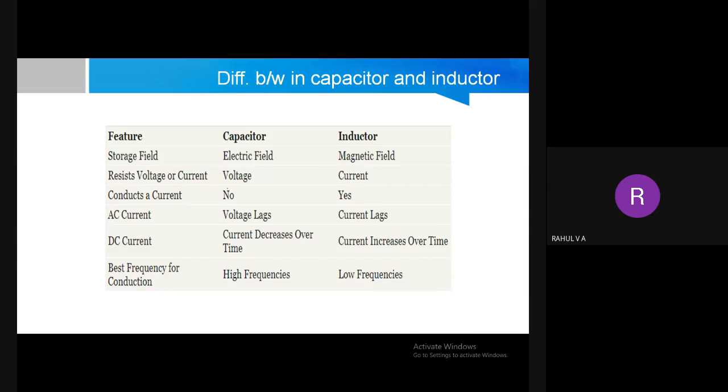So what have we learned about the inductor? An inductor is actually an AC resistance. It offers resistance to change in current, and it also stores energy in the form of magnetic energy, in the magnetic field. And the unit of inductance is Henry.